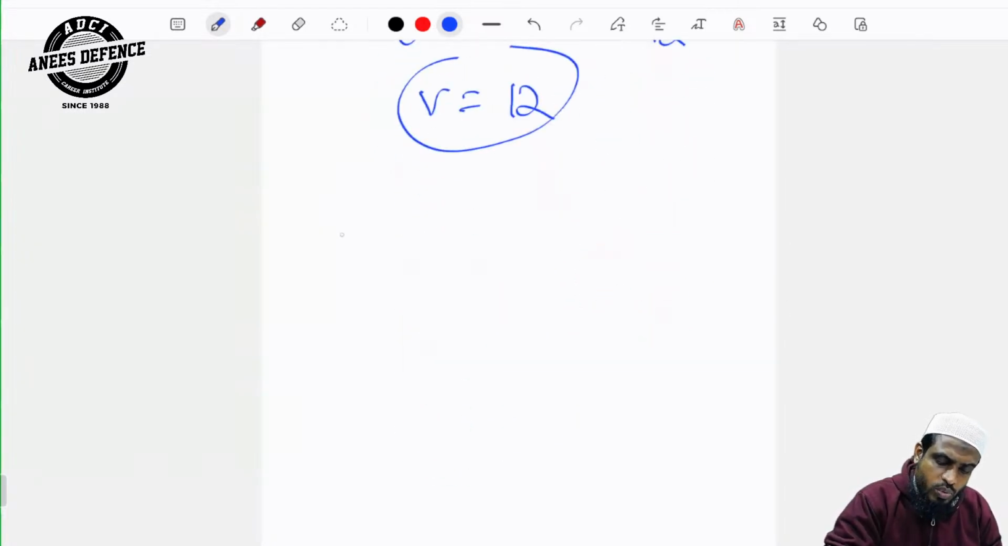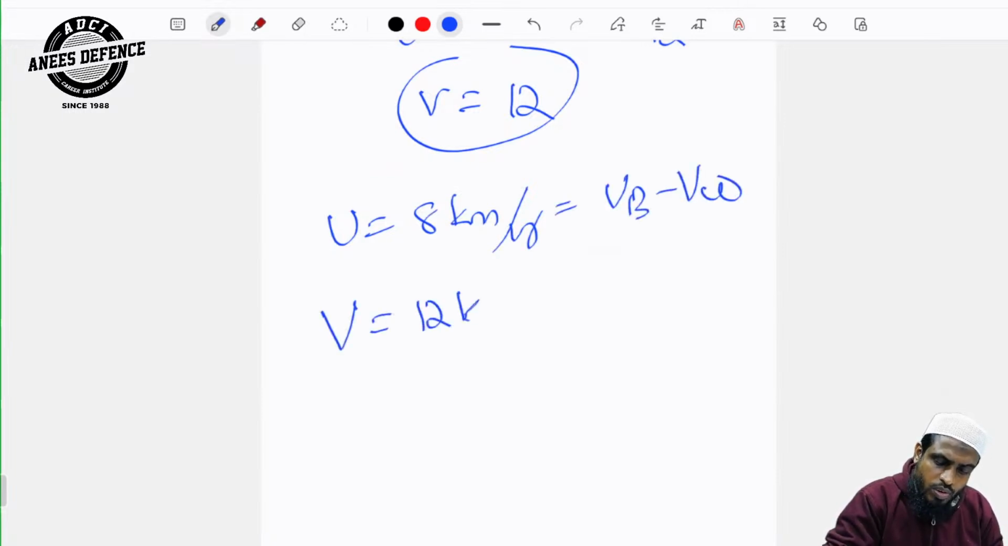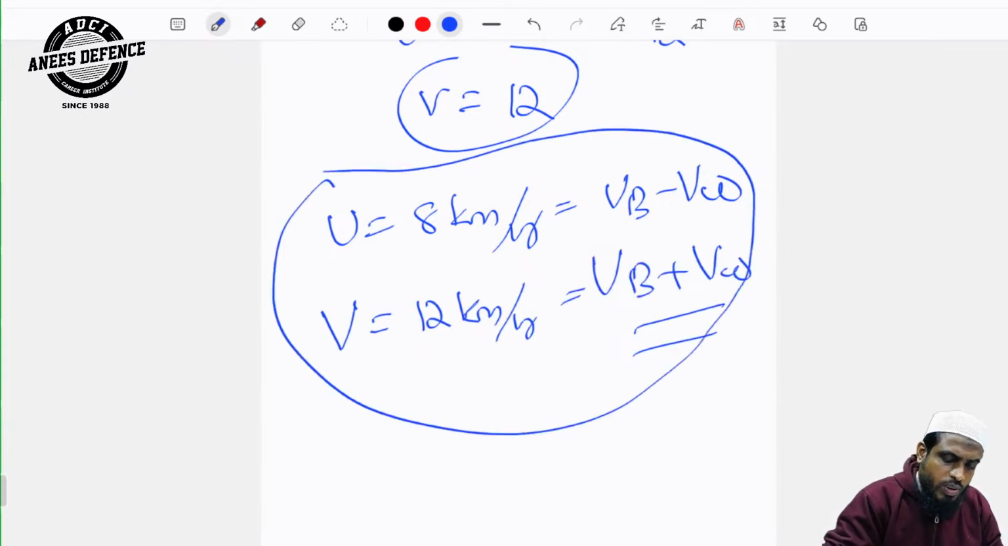So the answer you are getting is u equal to 8 kilometers per hour, that is Vb minus Vw, and v equal to 12 kilometers per hour, that is Vb plus Vw. They asked for the effective velocity in the upstream and in the downstream, so the answer will be this one.